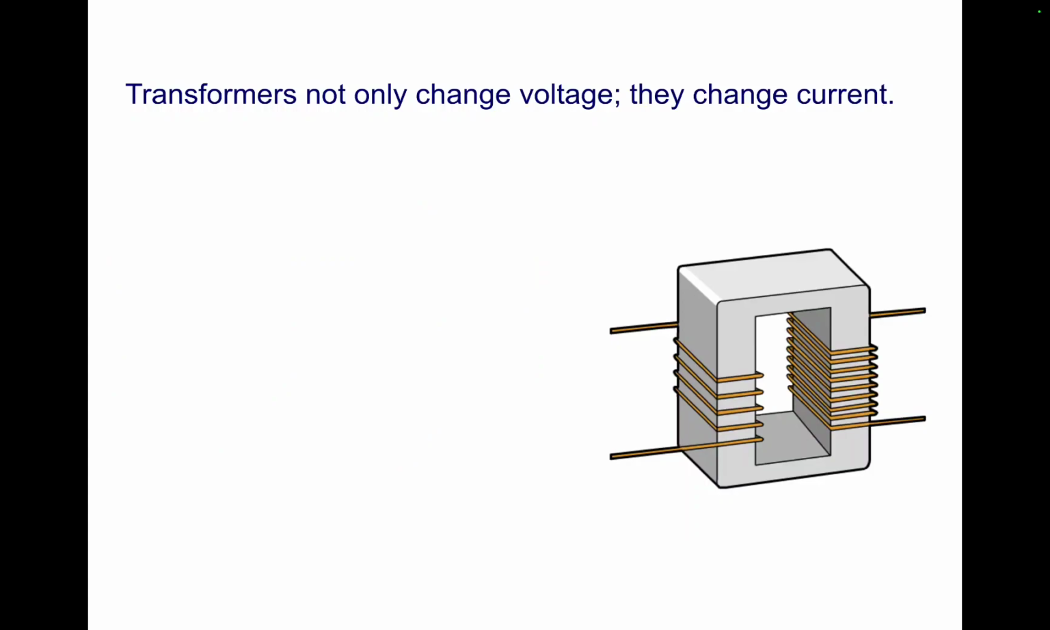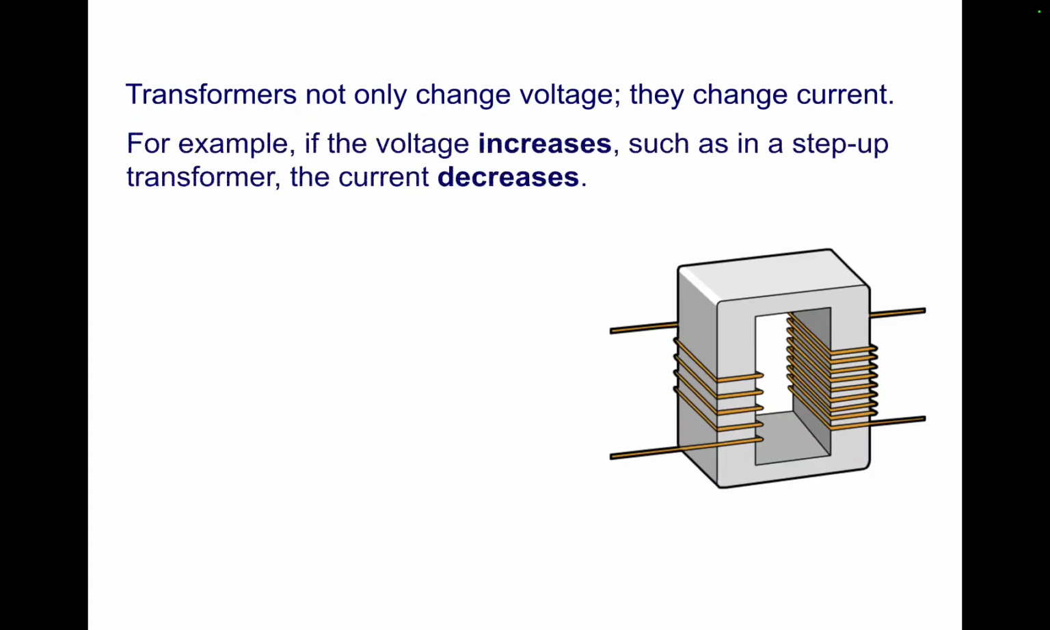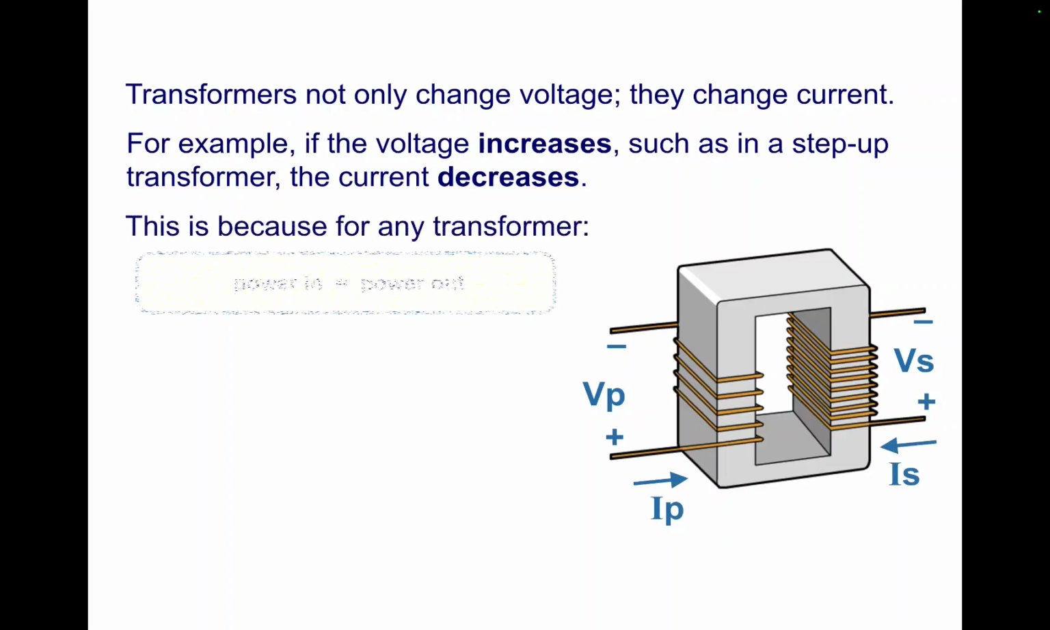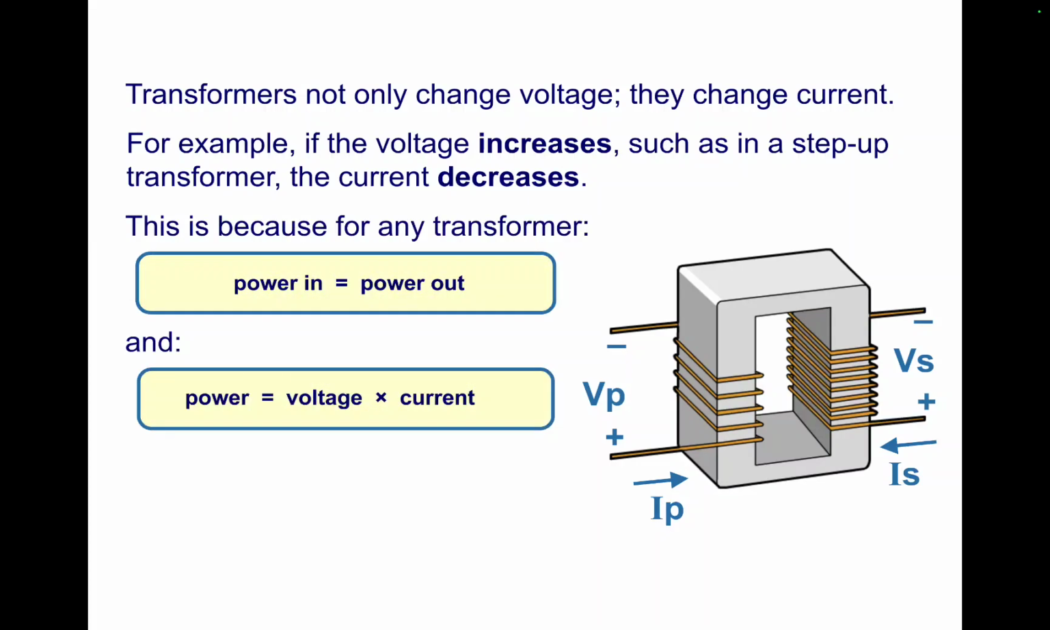Transformers not only change voltage, they change current, which if you've done the national grid, you should already know. If voltage increases, current will decrease. So the opposite happens. If voltage goes up, current goes down. If voltage goes down, current goes up. So the power in is equal to the power out. That's power on the primary equals power on the secondary.